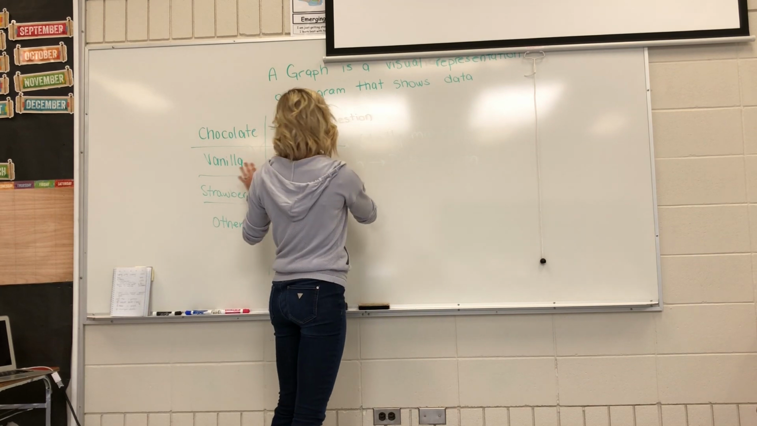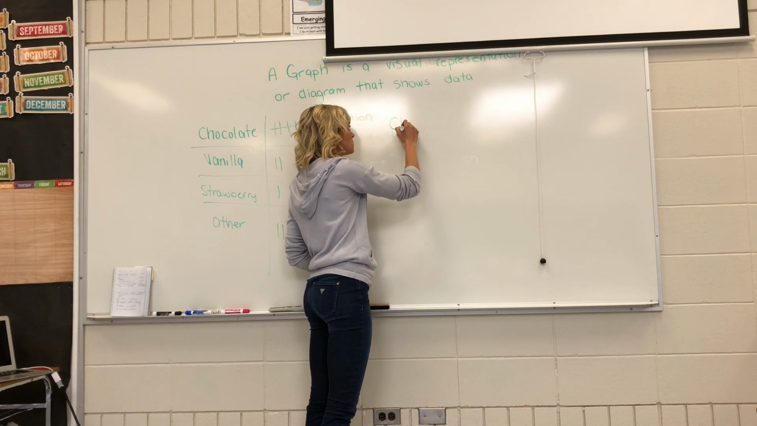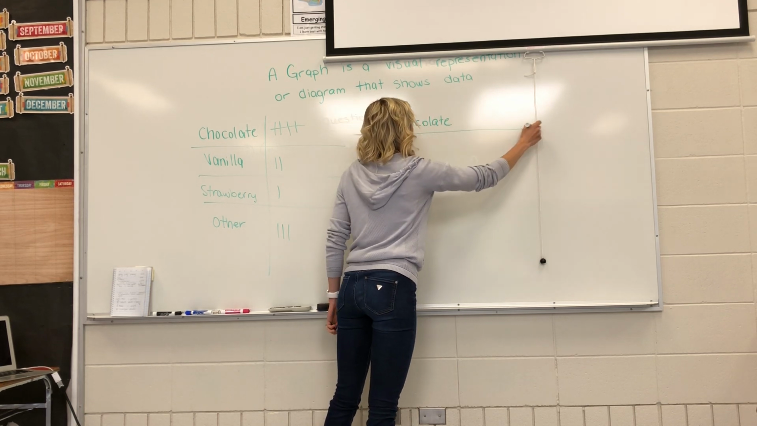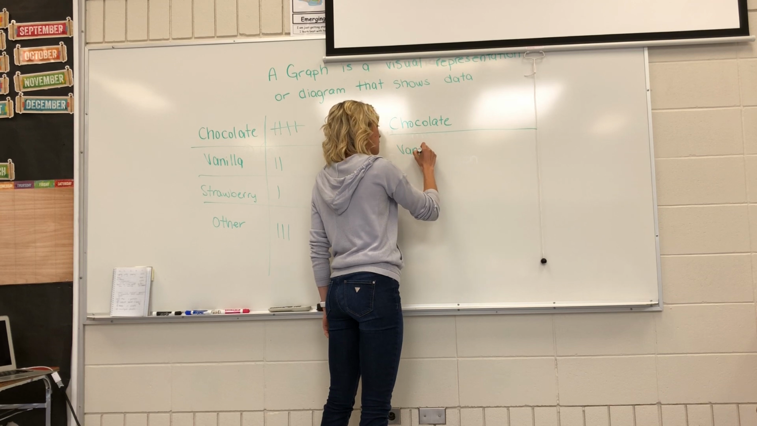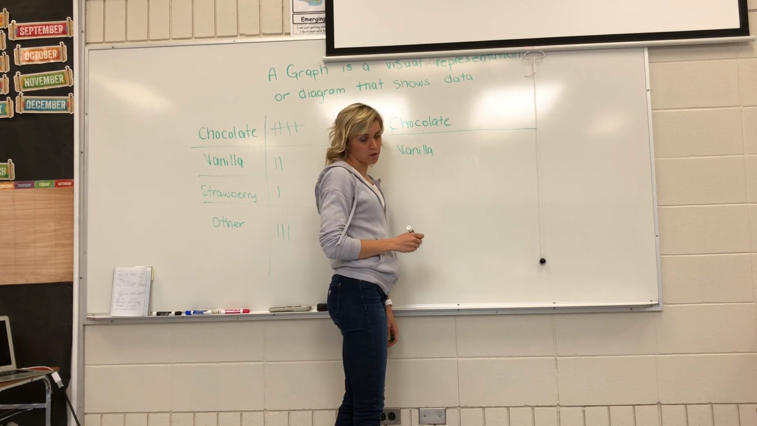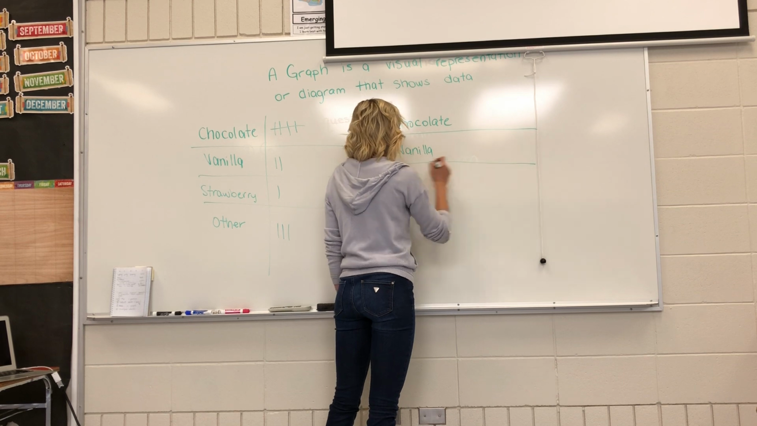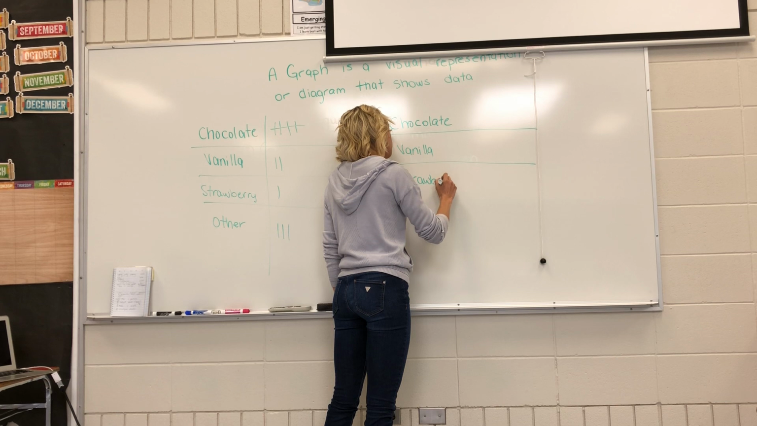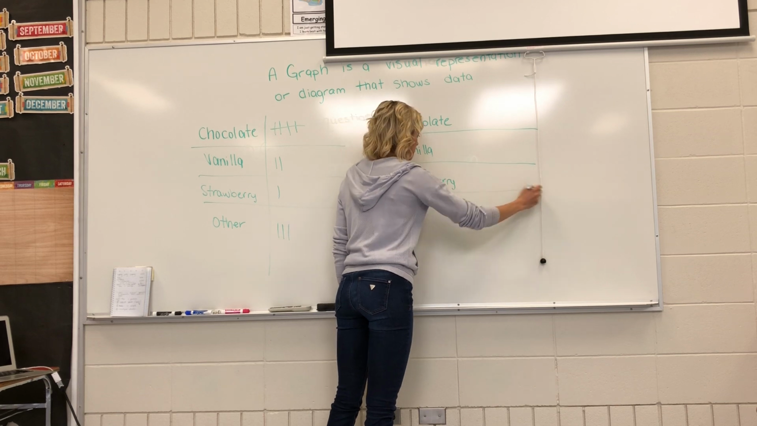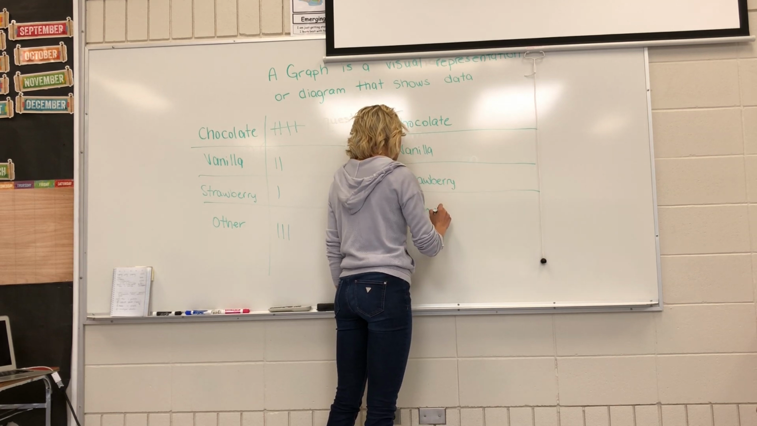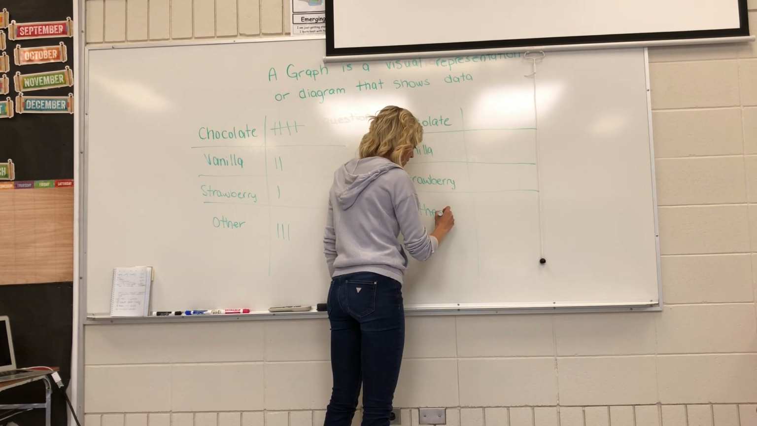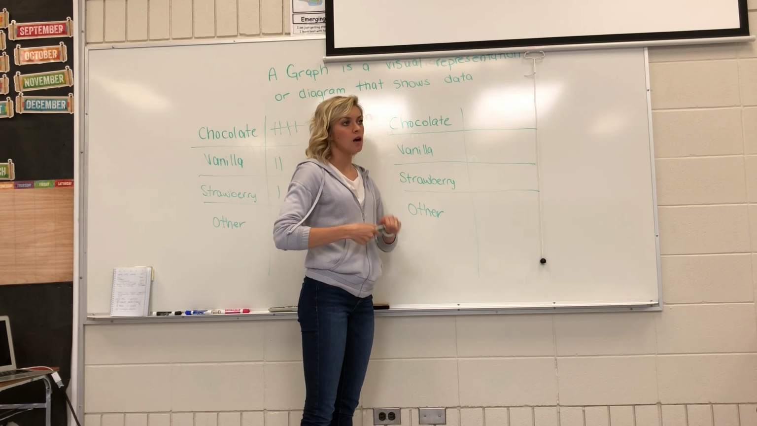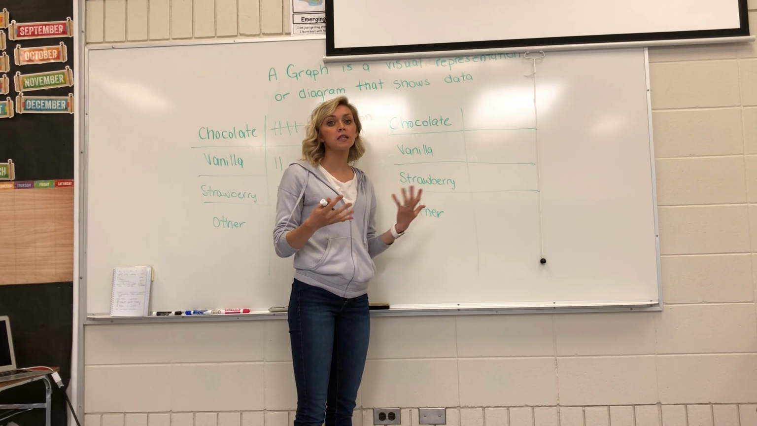So, very similar, you need to write out the names. So you need to write out chocolate ice cream, vanilla. This is all happening in your math journal, so make sure you get your math journal out. Vanilla, strawberry, and other. And then what you would do, and it's best for this because it's based on color, I would say, to actually draw the pictures with the appropriate color.